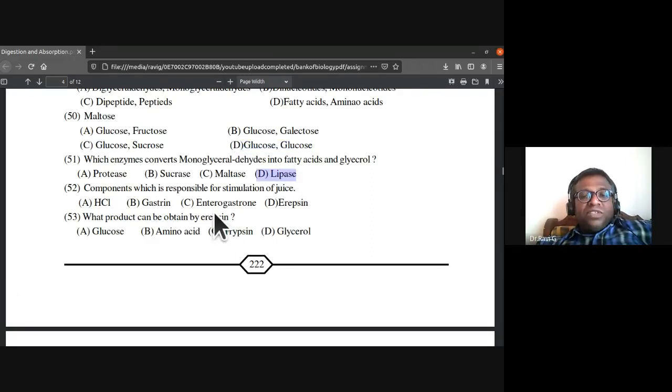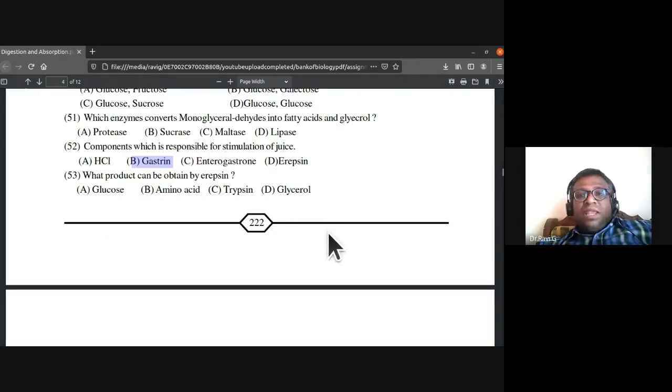Which component is responsible for stimulation of gastric juice? Is it HCl, gastrin, enterogastrin, or erepsin? So for 52, the answer is B, gastrin, which is responsible for stimulation of juice. What product can be obtained by erepsin? Is it glucose, amino acid, trypsin, or glycerol? So for 53, the answer is B, amino acid can be obtained from it.